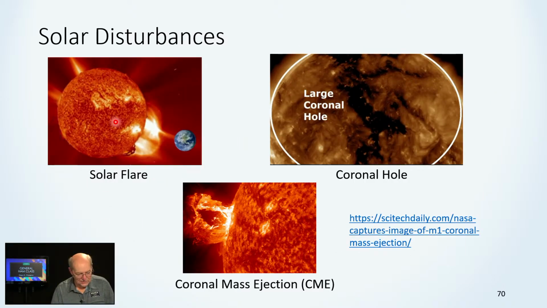So here's a couple of examples. Solar flare. Looks like the sun is having a baby. A large coronal hole and a CME, coronal mass ejection. So a flare again emits light, X-ray and UV, while coronal holes and CMEs emit particles. And here's a lot more information at this link.